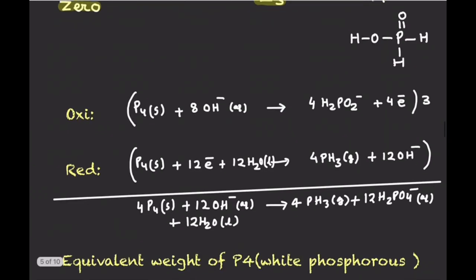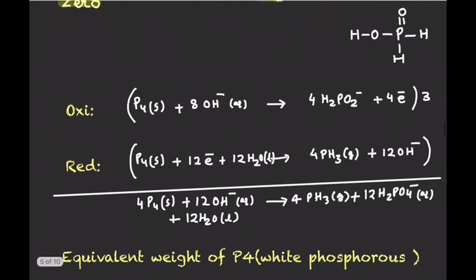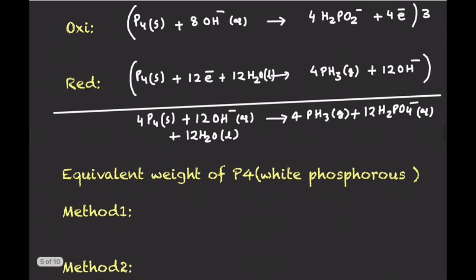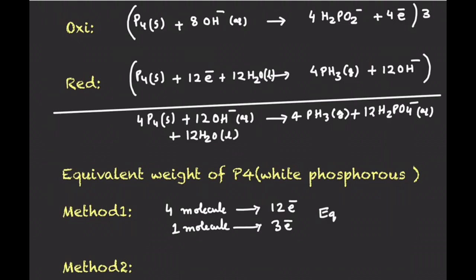In the overall balanced reaction the number of electrons participating is 12. If we want to calculate the equivalent weight of phosphorus in this overall reaction, we can use method 1. In method 1 we say that in the overall reaction 4 molecules of P4 are participating, and the number of electrons involved is 12. So for one molecule, how many electrons will participate? For one molecule, 3 electrons are participating. Equivalent weight is equal to molecular weight divided by 3.